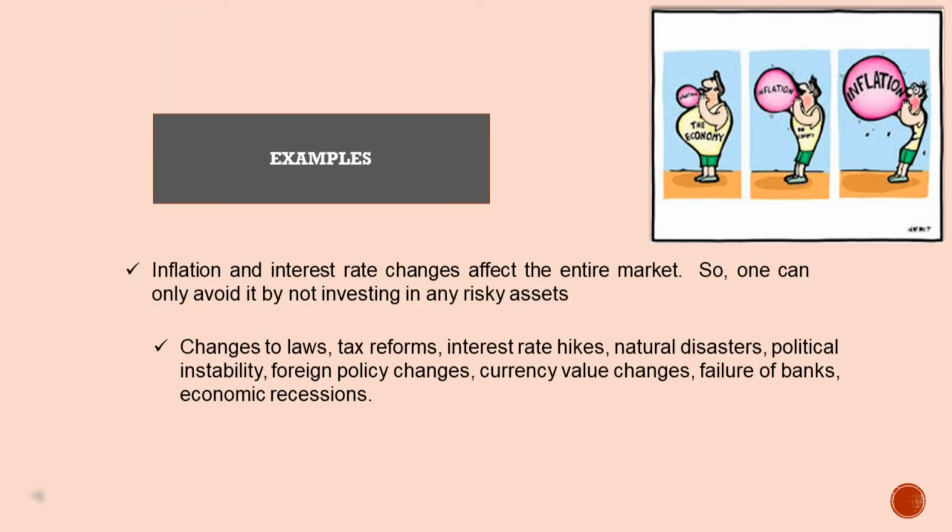This is some example of situations where the systematic risk may occur. For example, inflation and interest rate changes. These changes will affect the entire market. Therefore, one can only avoid it by not investing in any risky assets. Another example situation is changes to law, tax reforms, interest rate hikes, natural disaster, political instability, foreign policy changes, currency value changes, failure of banks, and economic recession.